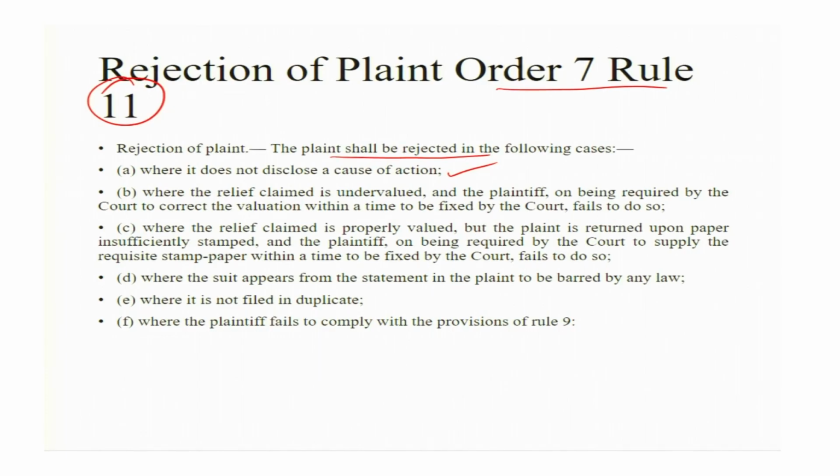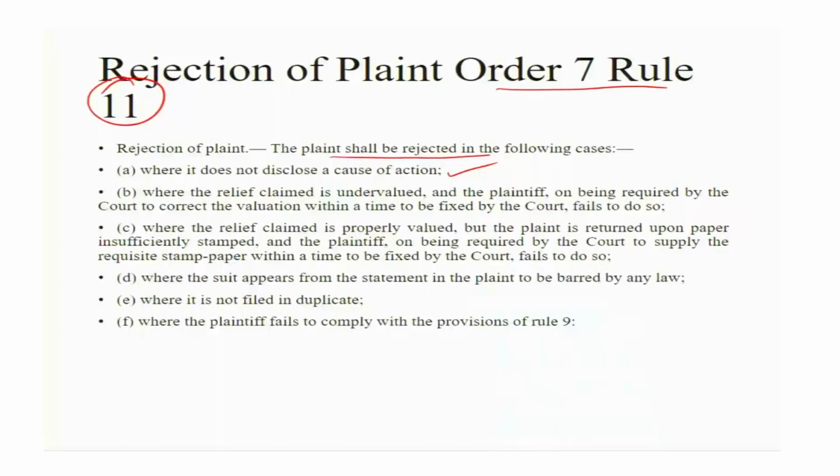If you get any relief on an Order 7 Rule 11 application, this is also a decree. If you get any order on Section 144 restitution, that is also a decree, and these two reliefs are called deemed decree.